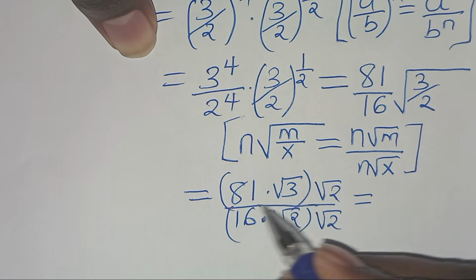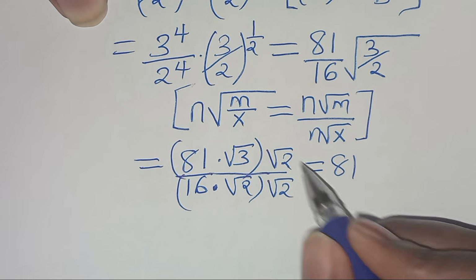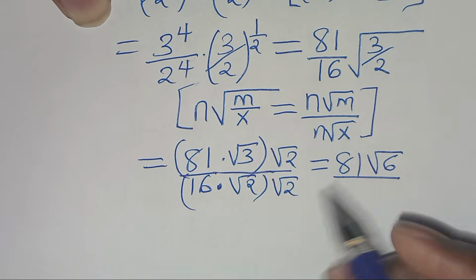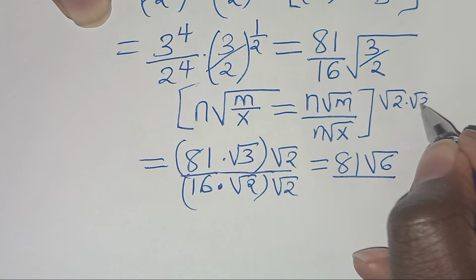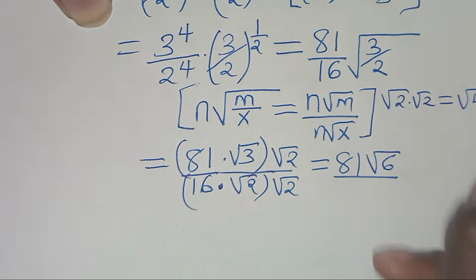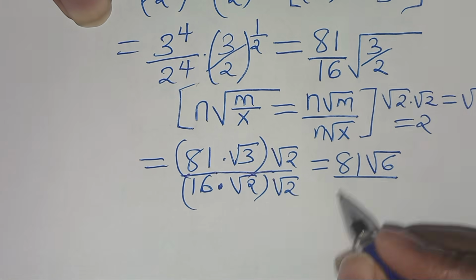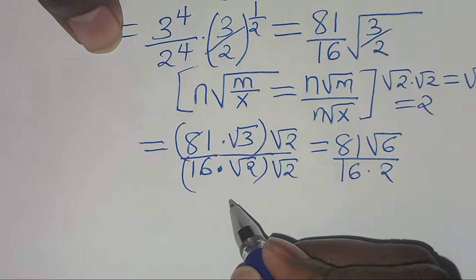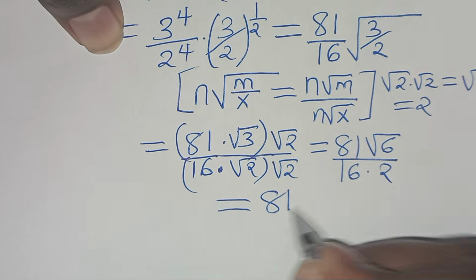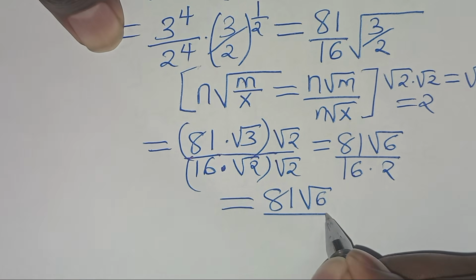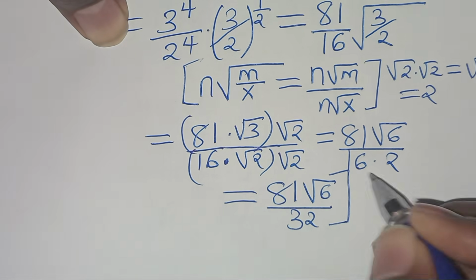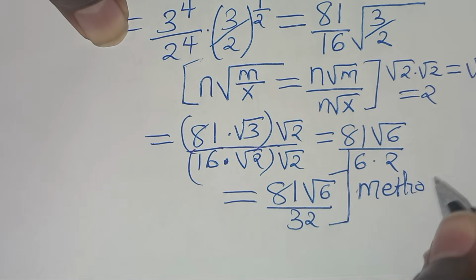So that now we have 81 times square root of 3 times square root of 2, which is square root of 6, divided by square root of 2 times square root of 2, which is equal to square root of 4, which is equal to 2. So we have here 16 times 2. And this implies that we have 81 square root of 6 divided by 16 times 2, which is 32. So this is the solution by applying method 1.